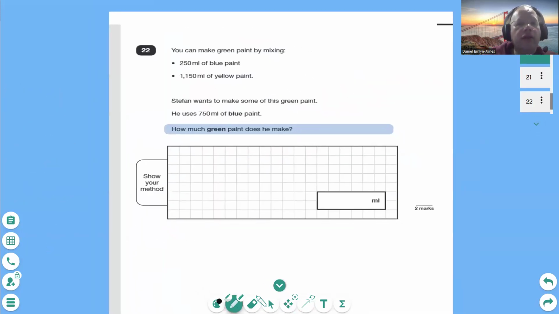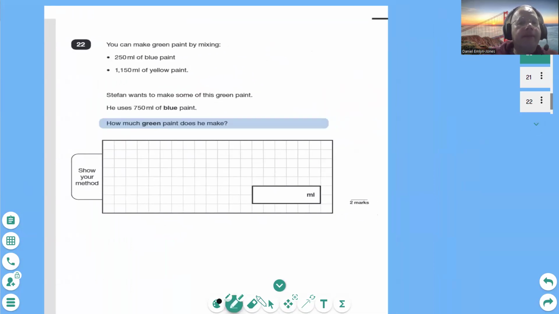Okay, 22. You can make green paint by mixing 250 mils of blue paint and 1,150 mils of yellow paint. Stefan wants to make some of this green paint, bless him. So he uses 750 mils of blue paint. How much green paint does he make? That's interesting. Okay. So rereading is always good, isn't it? You can make green paint by mixing this and this.